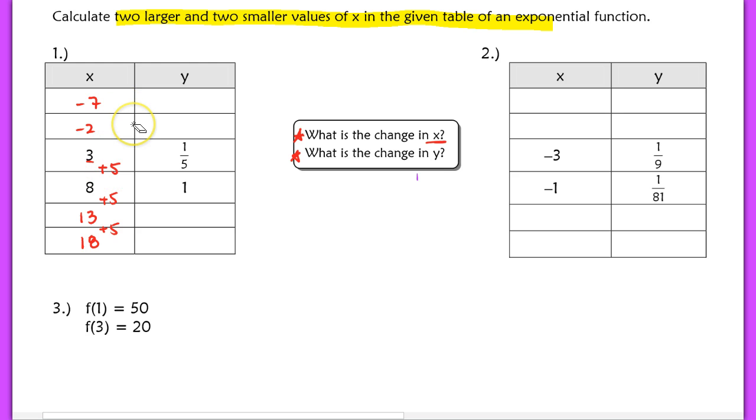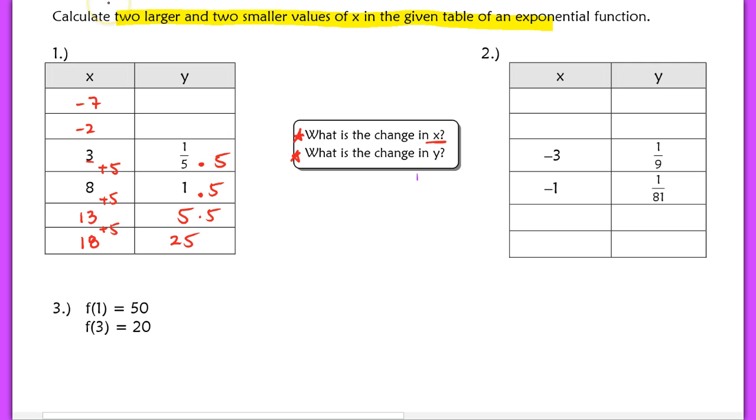Now the second question is, what is the change in the y value? To get from 1/5 to 1, I would have to multiply by a factor of 5. So to get from 1 to the next number, I'm also going to multiply by 5. So I would get a 5 here. Multiply by 5 again, and I get 25.